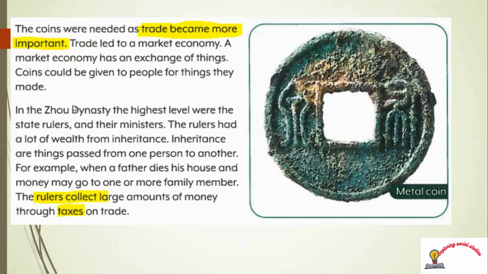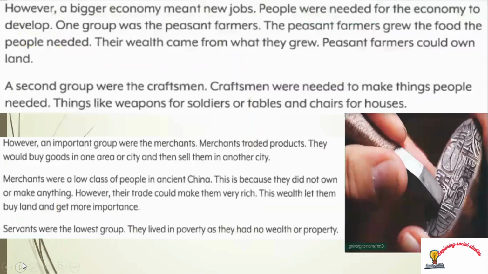In the Zhou dynasty, the highest level were the state rulers and their ministers. The rulers had a lot of wealth from inheritance. Inheritance are things passed from one person to another. For example, when a father dies, his house and money may go to one or more family members. The rulers collected large amounts of money through taxes on trade.